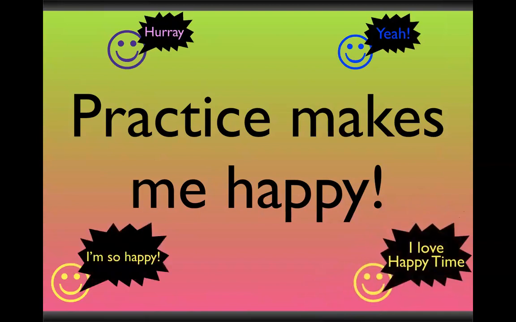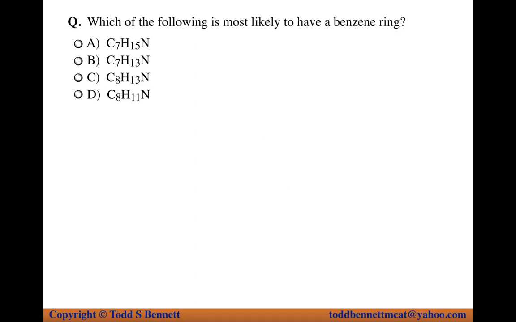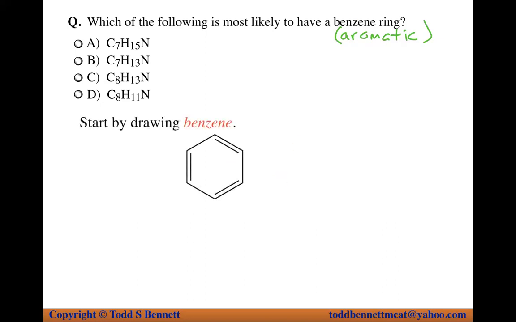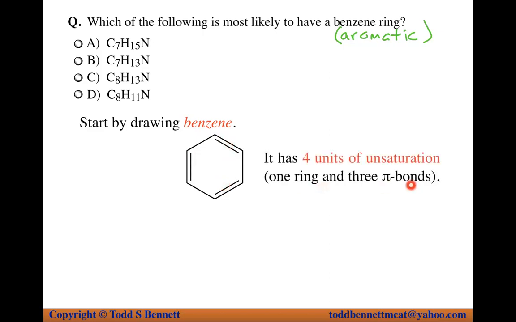Oh, a real question. Hooray, yippee. Practice makes me happy. Which of the following is most likely to have a benzene ring, or as we have also learned, an aromatic ring? I'll emphasize that a benzene ring is an aromatic ring. Aromatic is a general term, also called an aryl ring. Benzene is the 6-membered ring with alternating pi bonds. So start by drawing benzene. That's our benzene. Figure out how many units of saturation in benzene. I have 1 ring plus 1, 2, 3 pi bonds. So this has 4 units of saturation, the ring and the 3 pi bonds.